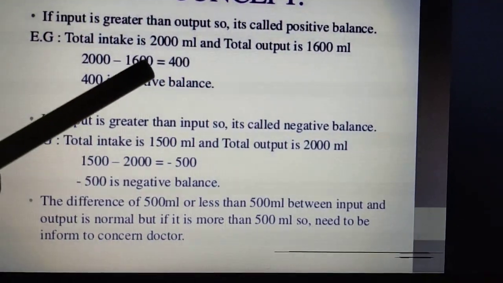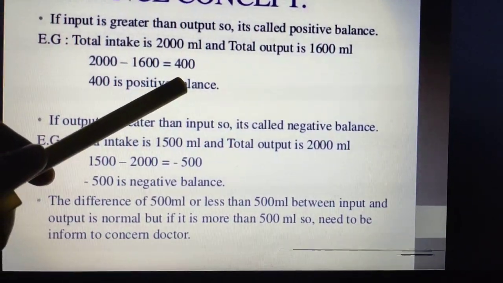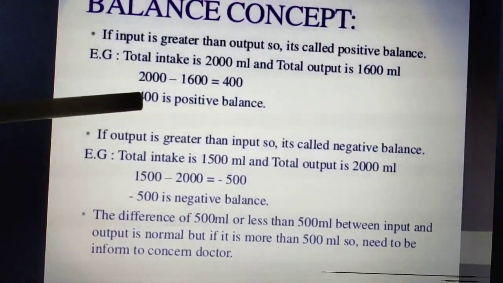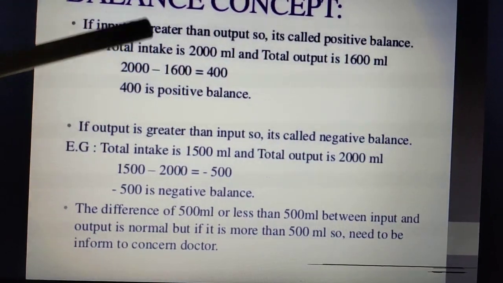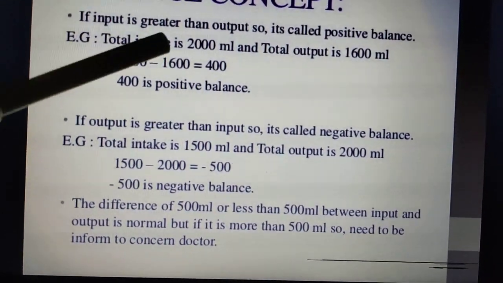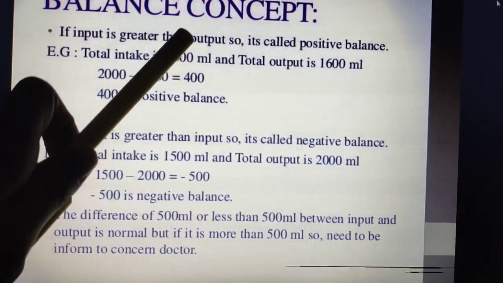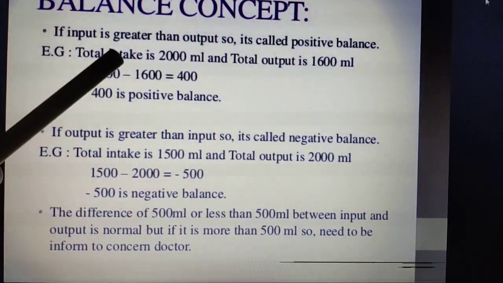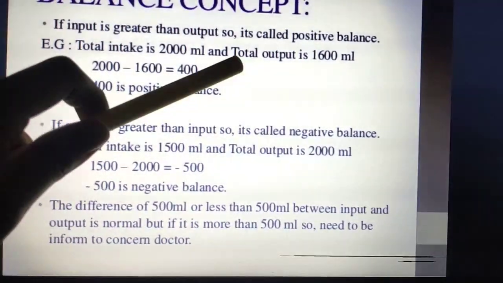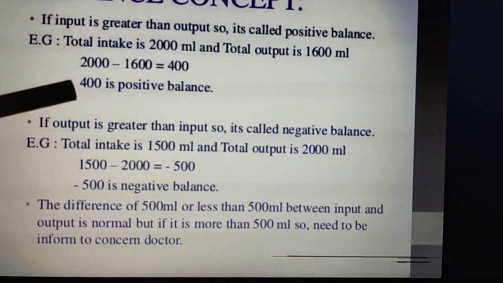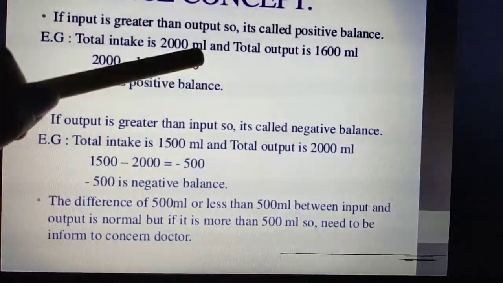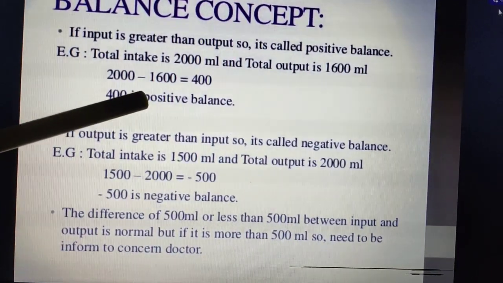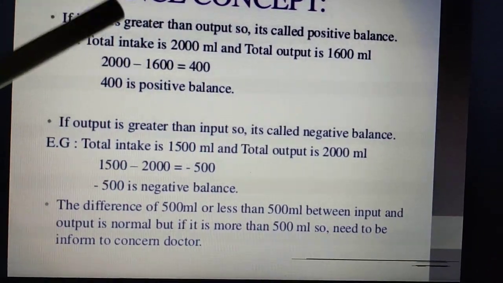So what is the difference then? 500 ml or 400 ml, isn't it? No, this is what extra is there, so that we call positive balance. Once again, if input is greater than output, if the input is 2000 ml, it is greater than the output, then we call it positive balance. For example, total intake is 2000 ml and total output is 1600 ml. What is the extra balance here? 400 ml is a positive balance. Clear? Understood? If input is greater than the output, we call positive balance.